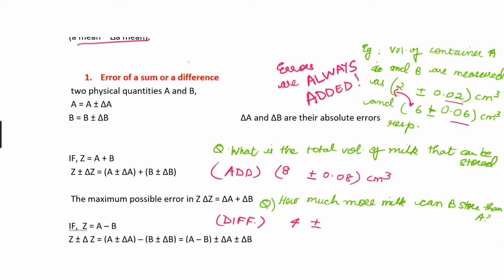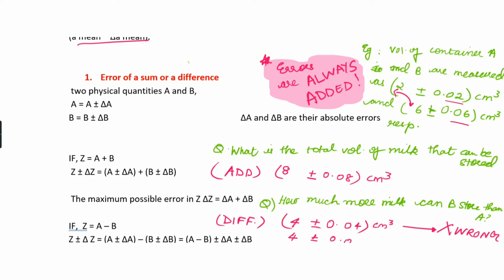No, this is wrong. Why? Because errors are always added. So the correct answer will be 4 plus or minus 0.08 centimeter cube, and that is correct. So when two quantities are added or subtracted, the absolute error in the final result is always the sum of the individual errors. Sum of the absolute errors in the individual quantities.